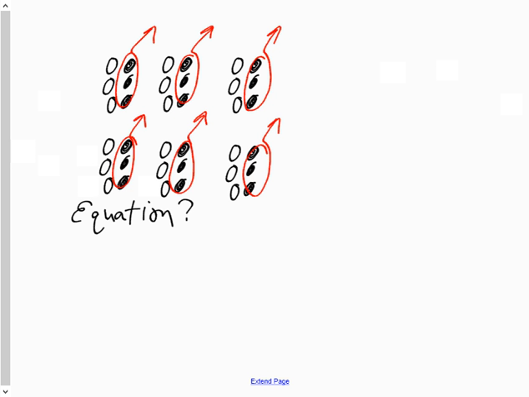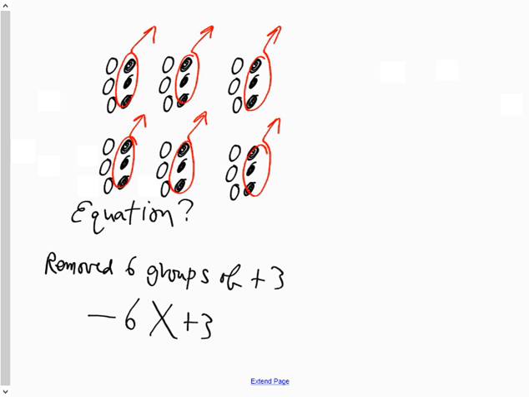In the second question, we started off actually with the number 0. All of those zero pairs put together, no matter how many zero pairs we put together, will always equal nothing. So we started with nothing, and from that we removed 6 groups of +3, and when we did that, what was left was just 18 negatives. So our equation is -6 times +3 equals -18.